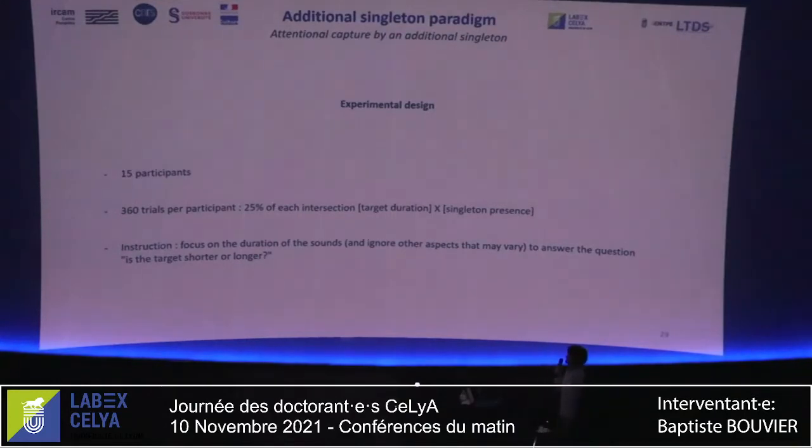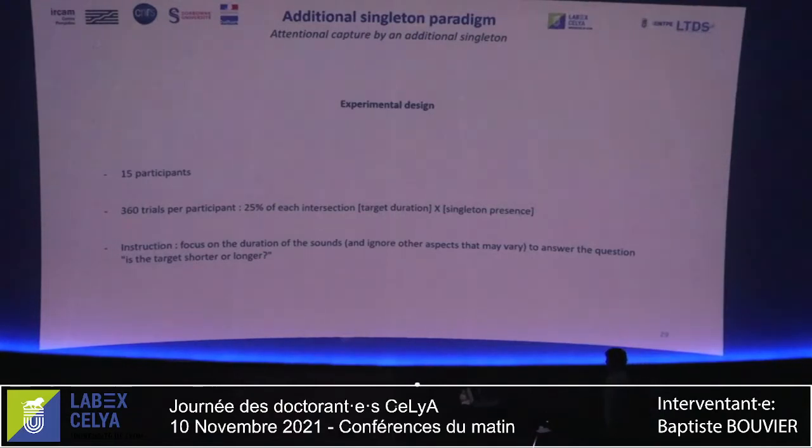So we conducted an experiment with 15 participants, each running 360 trials, with 25% of each intersection of target duration and singleton presence. The instruction they had was the same as you had: just focus on the duration of the sounds, but we specified to them that they have to ignore all the other aspects that may vary in the sounds and in the timbre to answer the question.